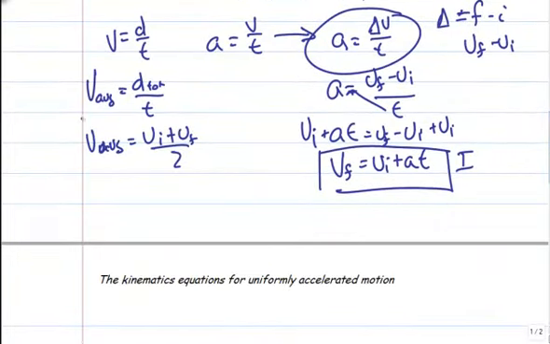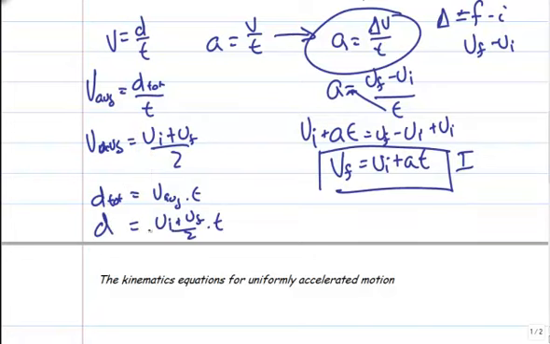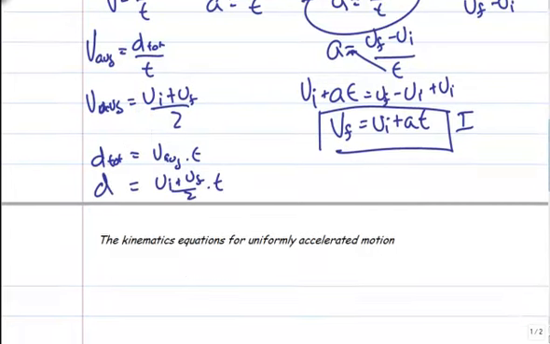Okay, so just putting that in there, I'm going to rearrange this. I'm going to put D total, when an object is uniformly accelerating, is equal to V average times T, and V average is VI plus VF over 2 times T. Okay, I'm going to leave that little subscript off.